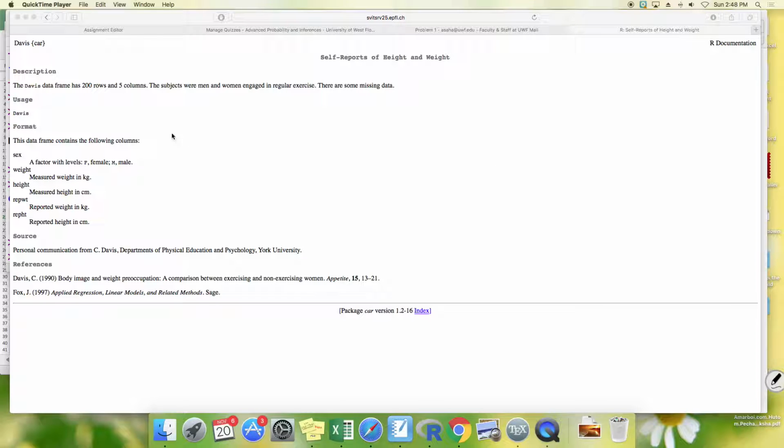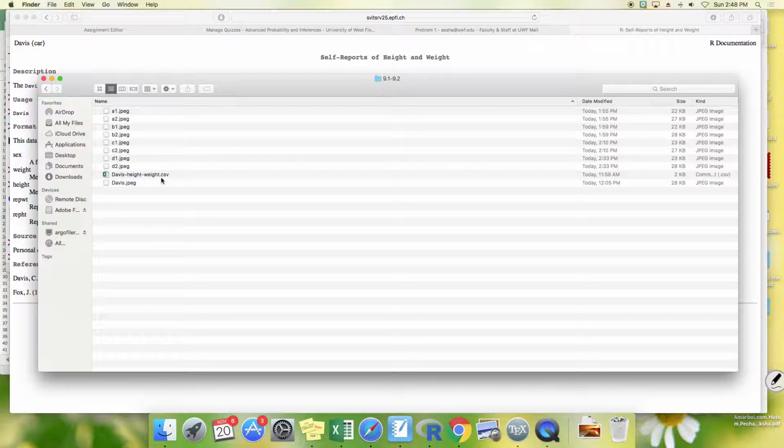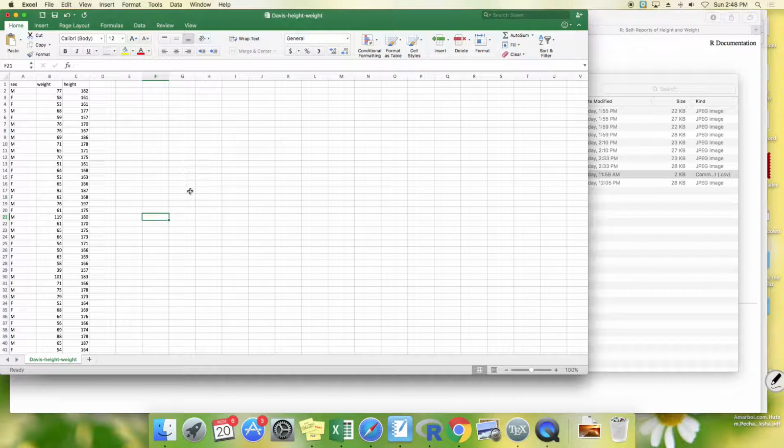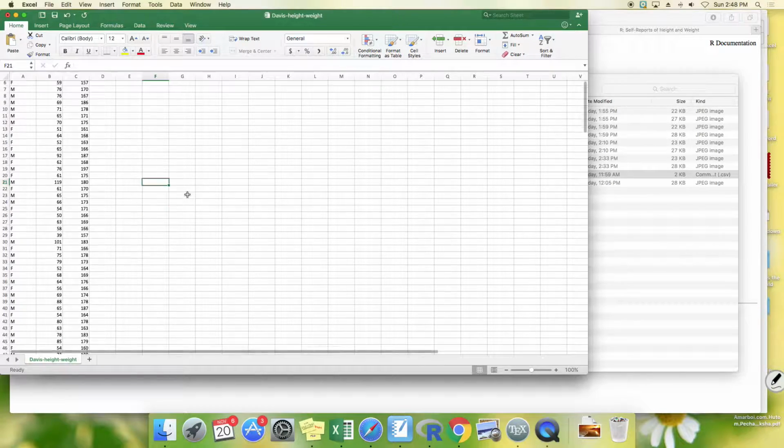It's a data with 200 people, men and women combined. One part of the data is the sex, the actual weight, the actual height, and the reported weight and reported height. You don't have to worry about these two. I'm not considering them, and I'm only considering these three. So I have the data in my folder, and your data is just like this.